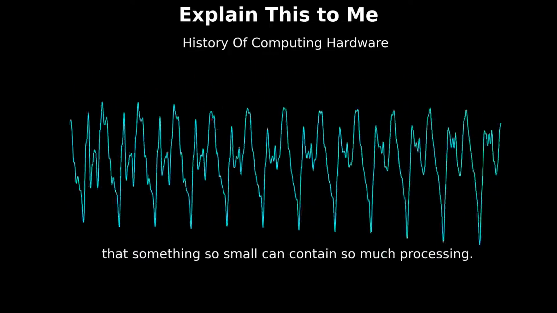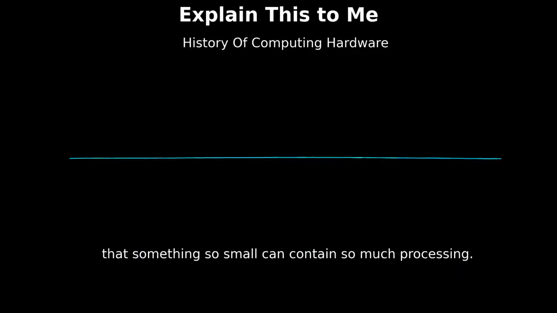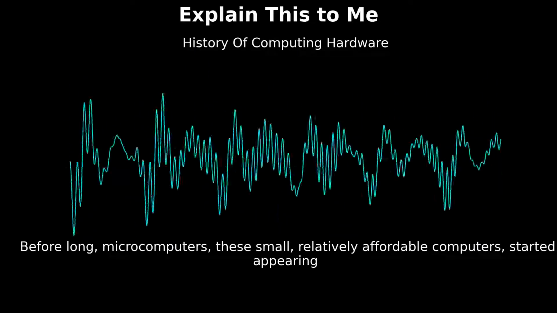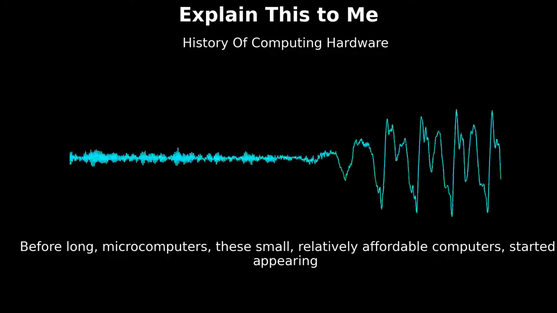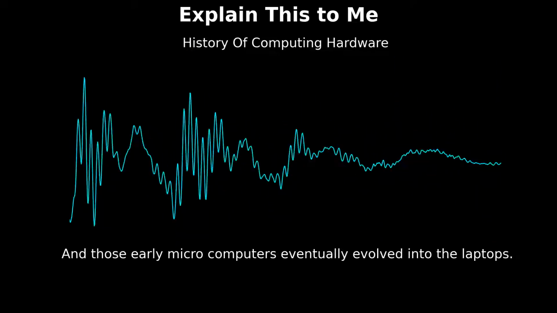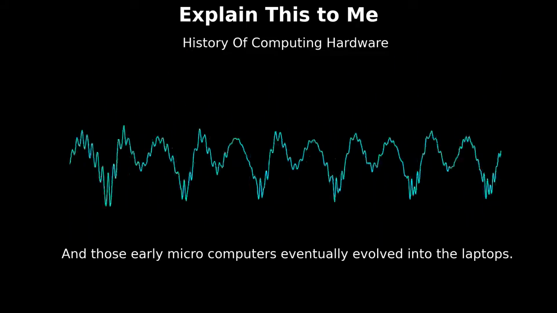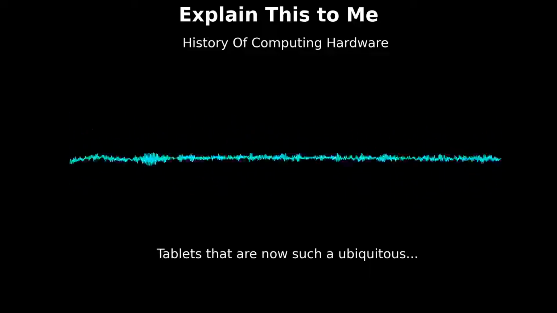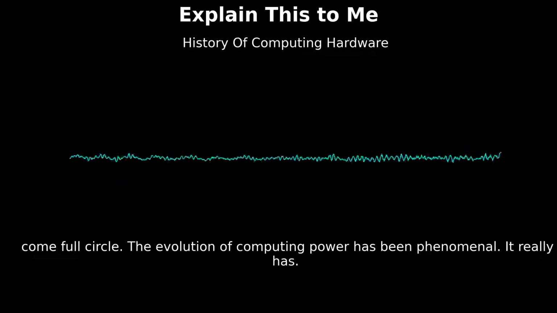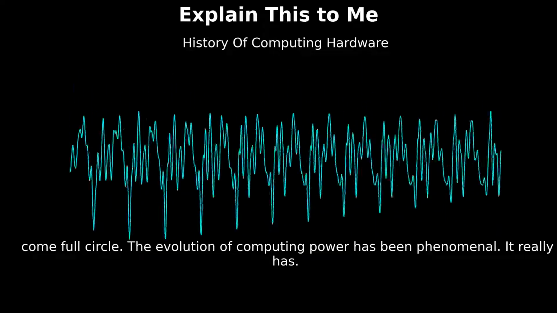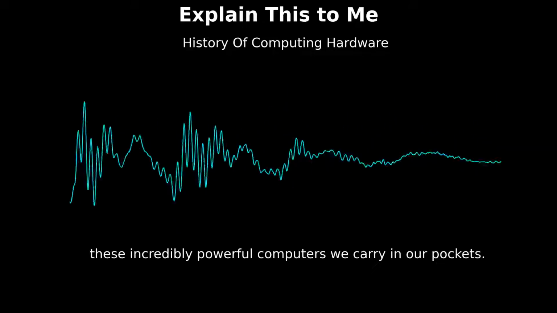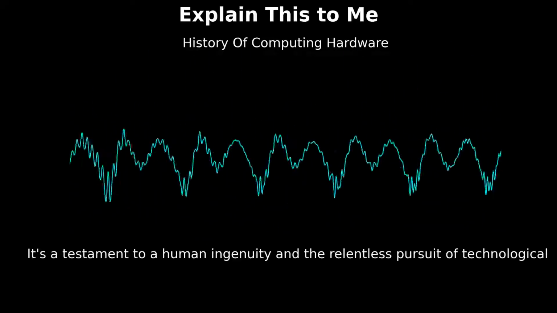Before long, microcomputers, these small, relatively affordable computers, started appearing in homes and businesses. It was the beginning of the personal computer era. And those early microcomputers eventually evolved into the laptops, smartphones, and tablets that are now such a ubiquitous part of our lives. It really is amazing how it's all kind of come full circle. The evolution of computing power has been phenomenal. It really has. From ancient counting tools to these incredibly powerful computers we carry in our pockets. It's a testament to human ingenuity and the relentless pursuit of technological advancement.